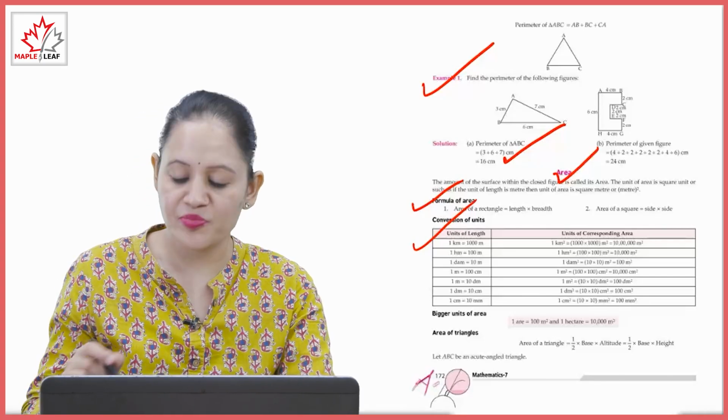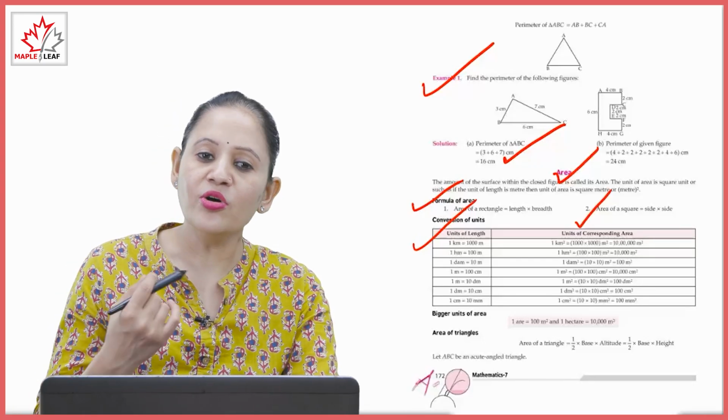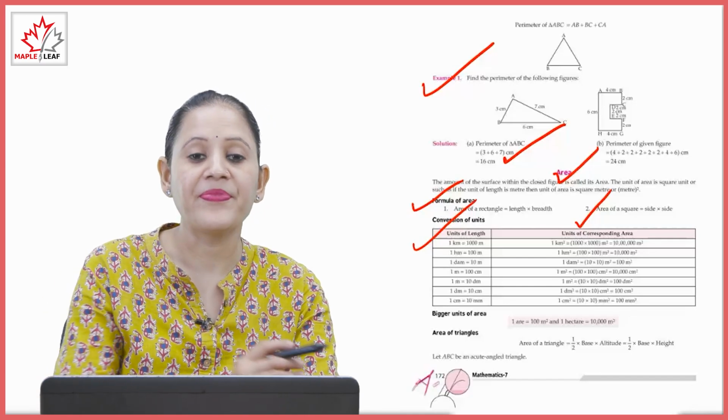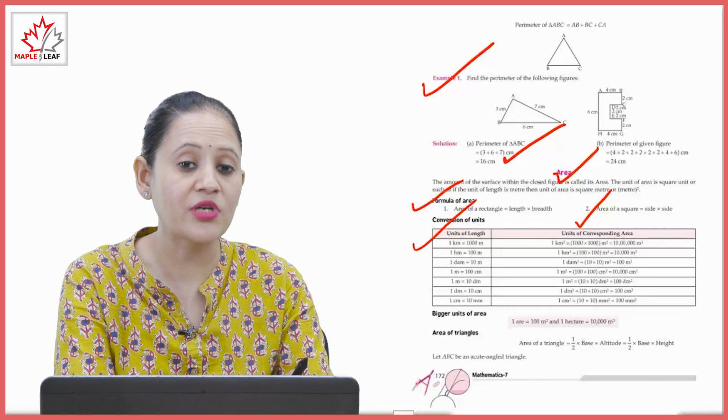Next is unit of corresponding area. Area को हमेशा square unit में express करते हैं, तो जब भी हम convert करेंगे तो ये चीज़ ध्यान रखेंगे कि हमें square में करना है. So whenever we convert, we have to keep in mind कि area हमेशा square unit में होता है, तो हमें 2 times multiply करना है.